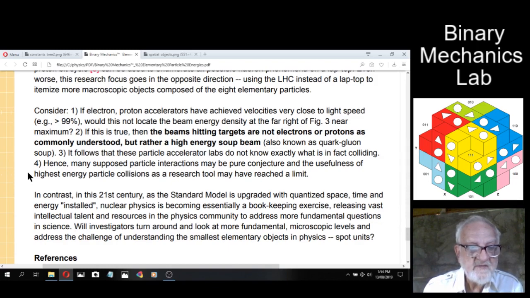In contrast, in this 21st century, where we all are living now, as the standard model is upgraded with quantized space-time and energy installed, nuclear physics is becoming essentially a bookkeeping exercise, releasing vast intellectual talent and resources in the physics community to address more fundamental questions in science. Will investigators turn around and look at more fundamental microscopic levels and address the challenge of understanding the smallest elementary objects in physics, which appear to be spot units?